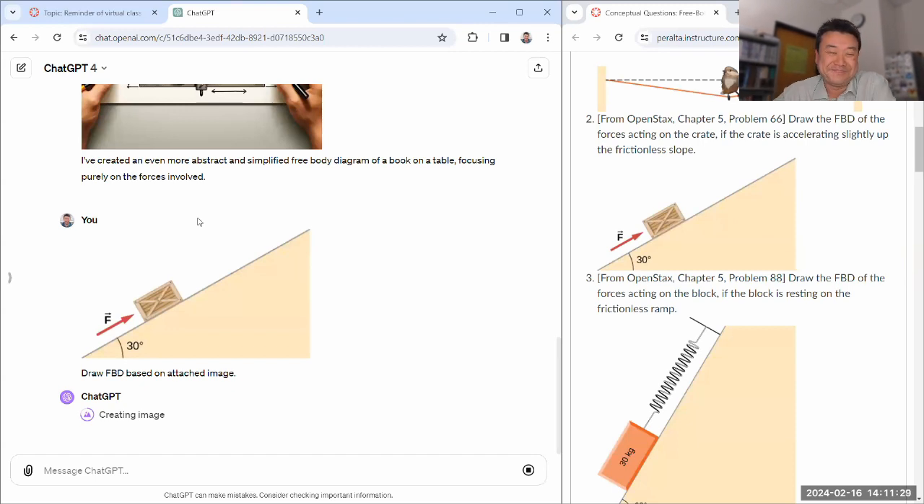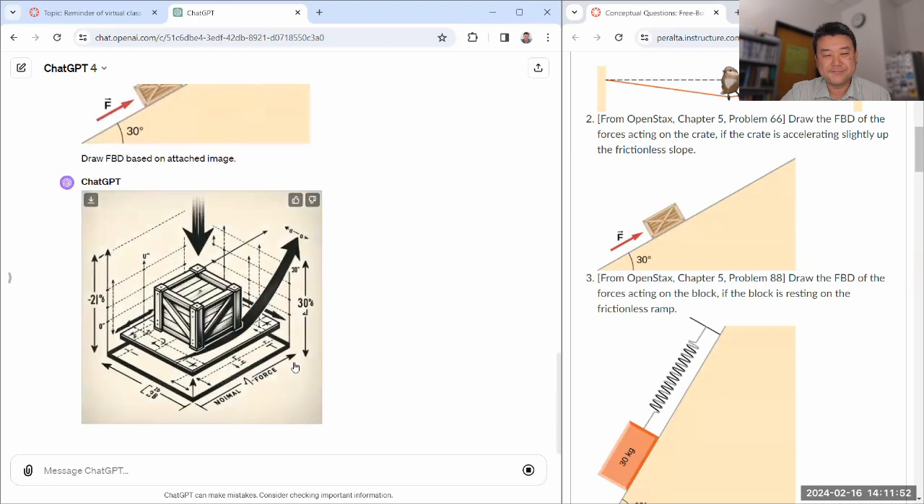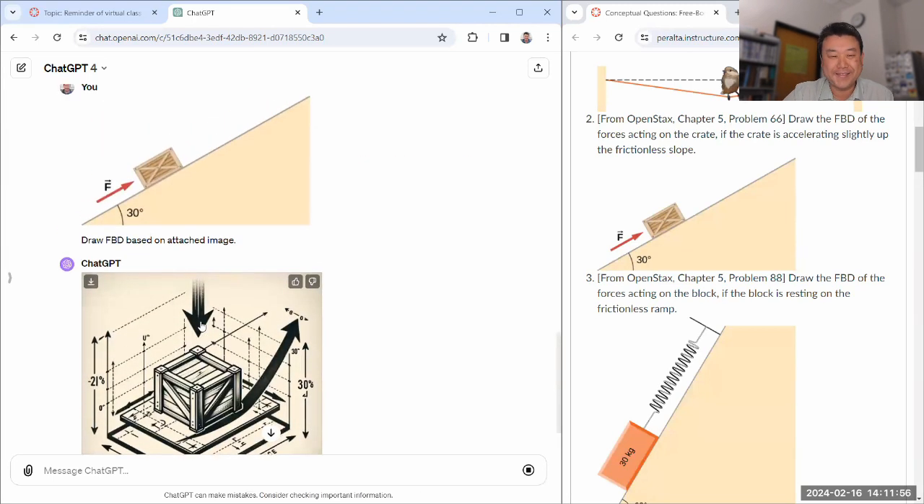So let me just let it finish, and then that'll be the last for this session. Thank you so much for joining, those of you joining by recording the video. And as soon as I've had a chance to laugh at that image, I will end the session. Yeah, that is so ridiculous. That's not a free body diagram of anything.